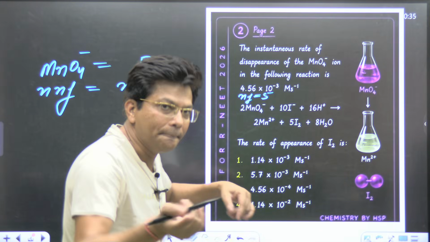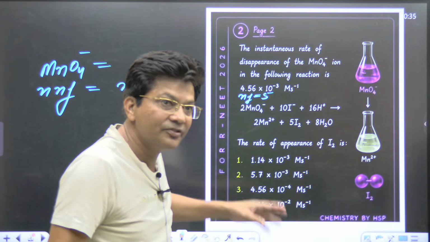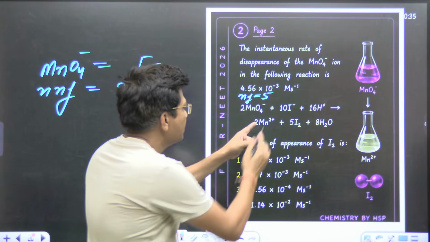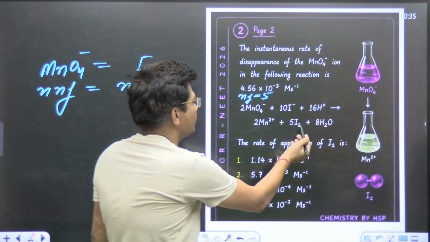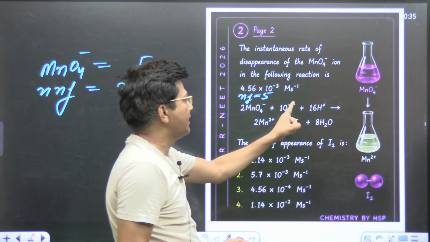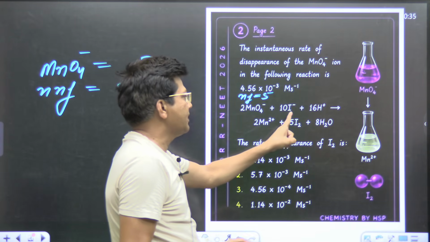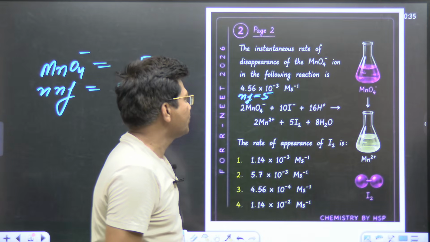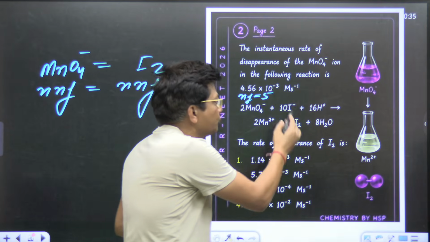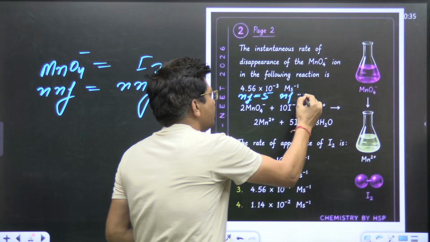Now let me make it clear: if by chance they have not given the n factor or the balanced reaction, how to do it? I negative is changing to I2. So for I negative changing to I2, the oxidation state goes from minus 1 to 0. Can you see what the n factor should be? Its n factor is coming 1.